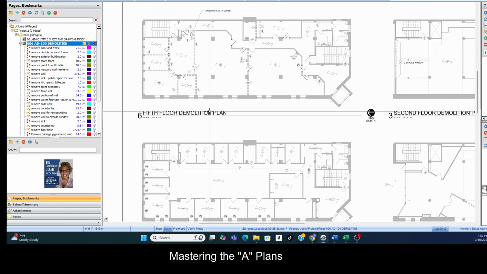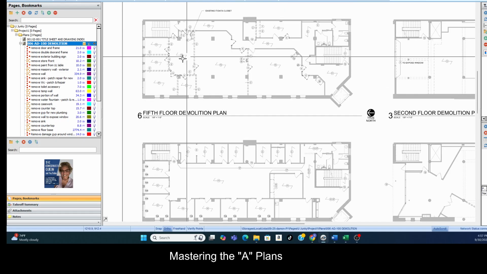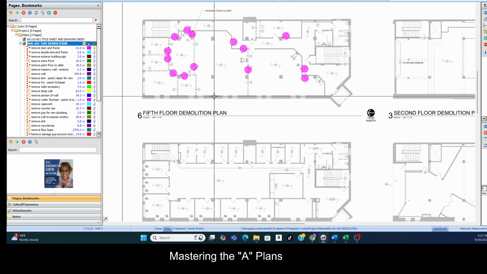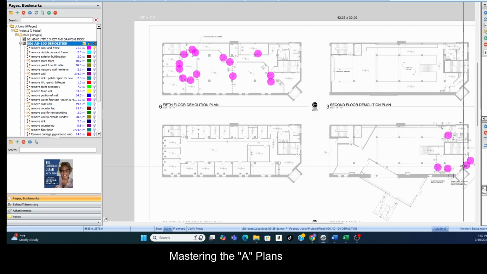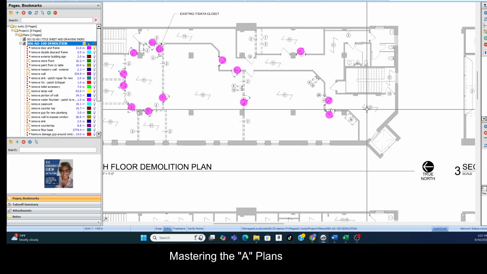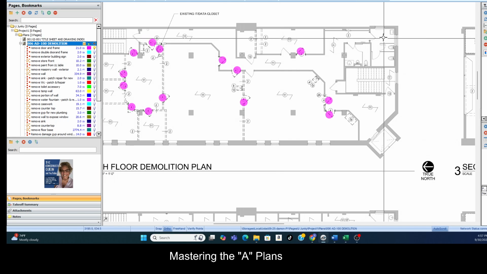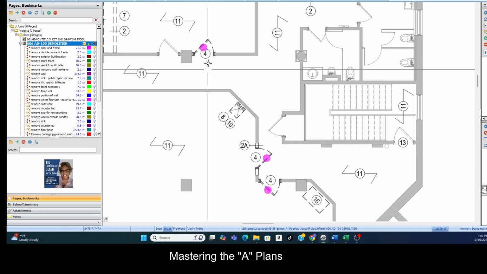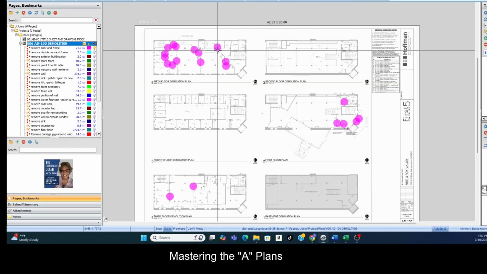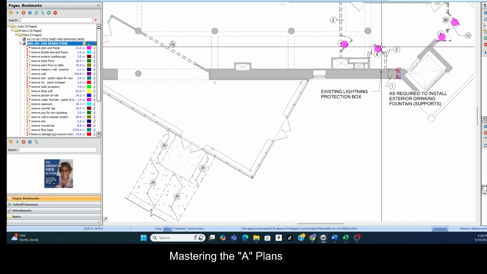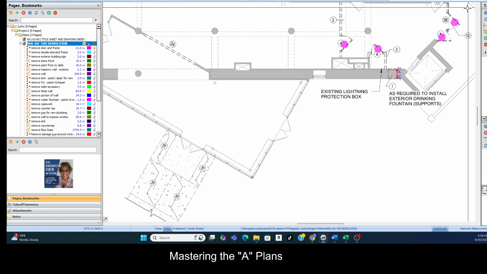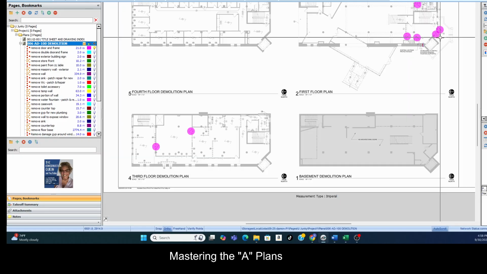Okay, so I eliminated everything. The first thing we're going to do is remove doors and frames. In some cases, we had double doors, so I didn't include those. Pretty simple. You just count those, and that was tag number 4. Pretty simple.